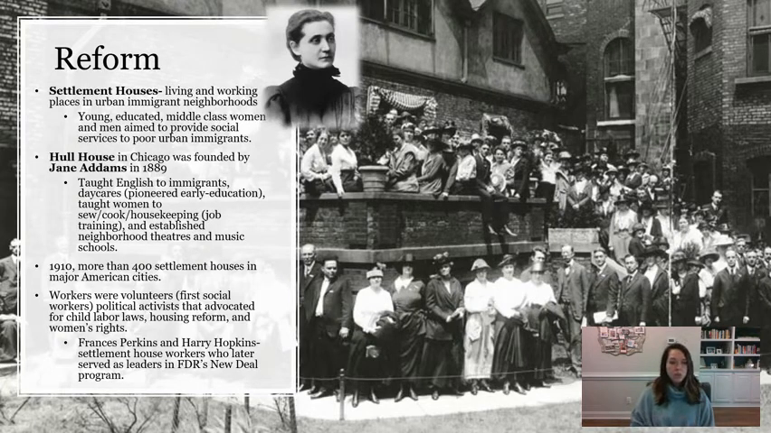They would teach English to immigrants. They provided daycares. The first kindergarten came out of a settlement house. And there was the idea of early education and early intervention for young immigrant children, to provide them opportunities to make their way out of poverty. They would also teach immigrant women skills like how to sew, cook, and do housekeeping. So this is job training for that period of time, because remember that domestic service and domestic help for the wealthy was in demand at that point in time.